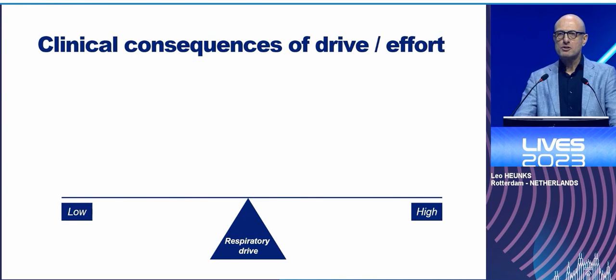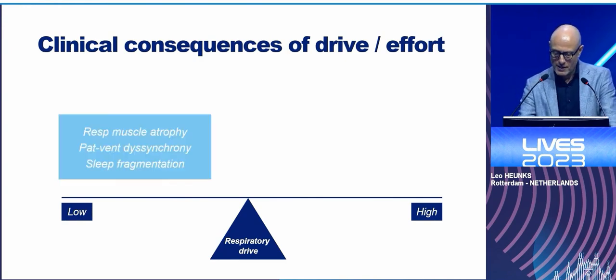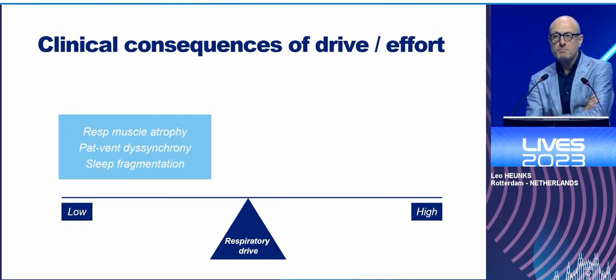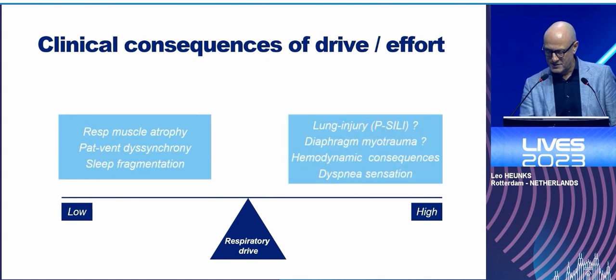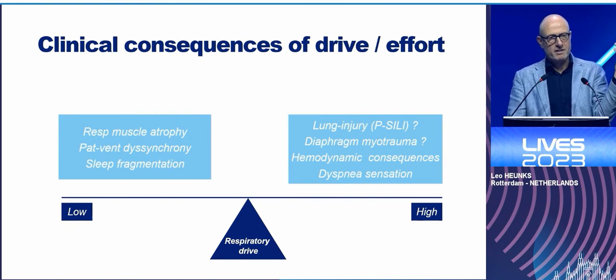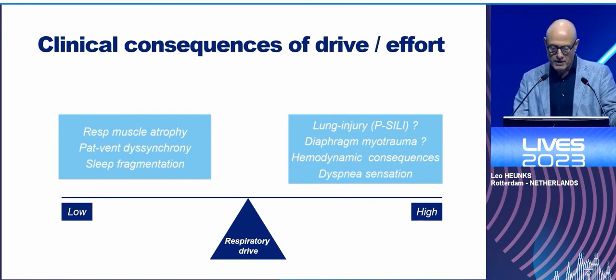So what are the clinical consequences of drive and effort? Well, in patients with a very low effort, as Jean-Daniel already showed, they are at risk for respiratory muscle atrophy, at risk for poor patient-ventilator interaction and sleep fragmentation. While on the other hand, a high respiratory effort, as shown, may result in lung injury, diaphragm myotrauma, hemodynamic consequences, and especially a high drive, not a high effort, but high drive, is associated with dyspnea sensation.